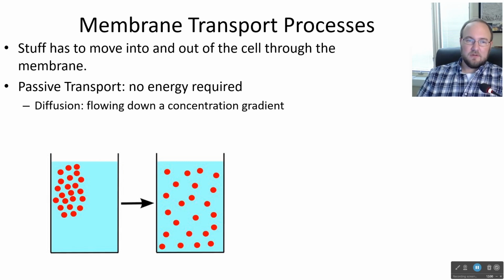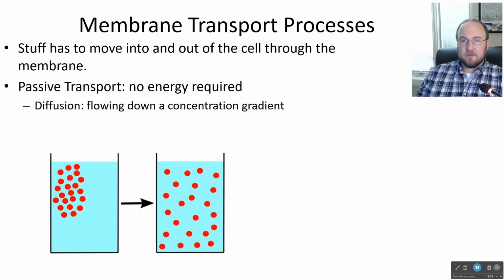Diffusion is an example of passive transport. Diffusion is when you have an area where a substance is highly concentrated and it just naturally spreads out and reaches equilibrium in whatever container it's in.